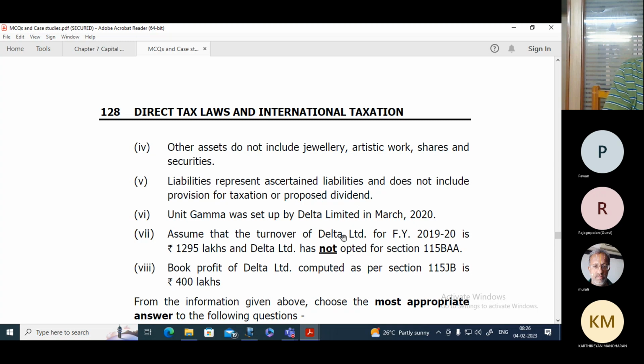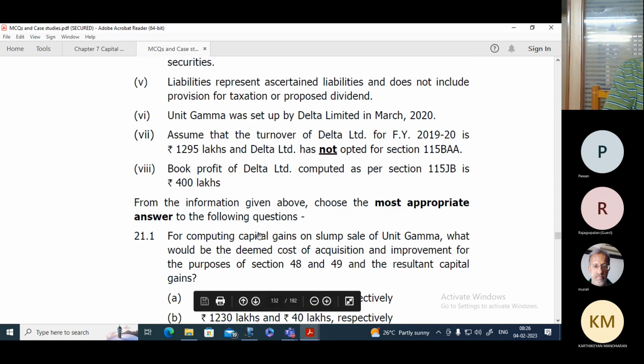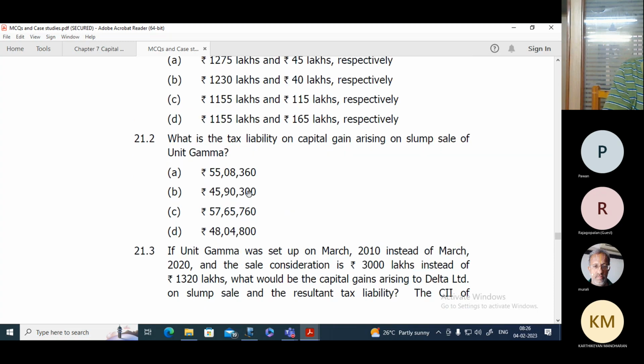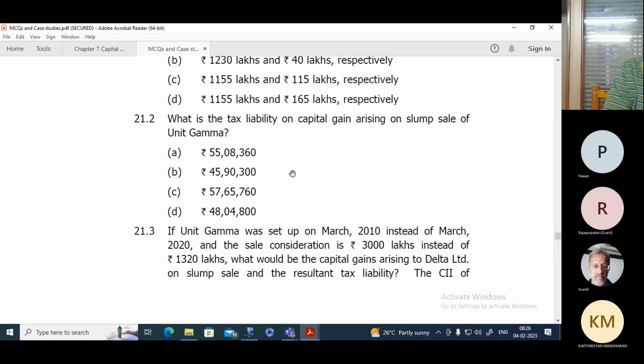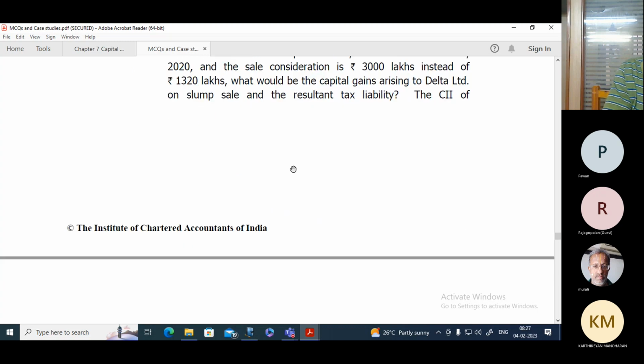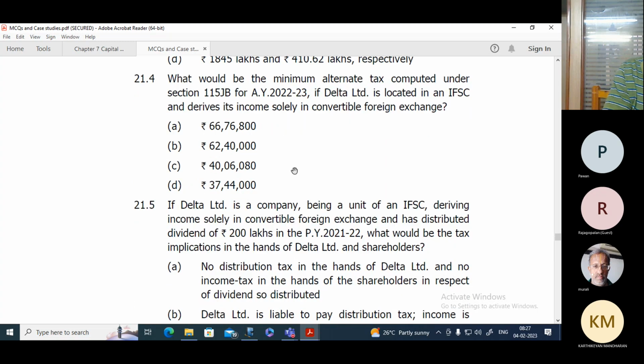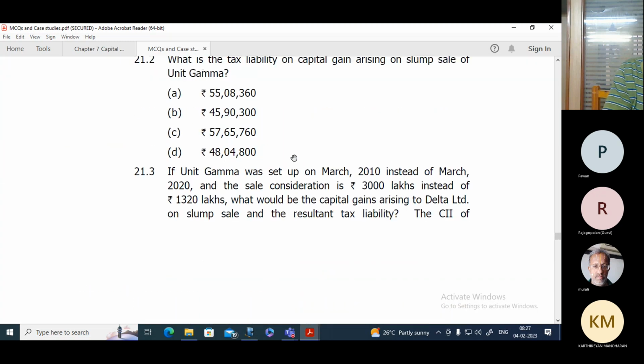Assume that the turnover of Delta Limited for the financial year 1920 is given, they are including this with MAT and all that. But the question is not only one question. There are multiple questions that you have. So, for computing the tax liability, it may be taken into consideration. So, we will take into consideration only one portion of the question.